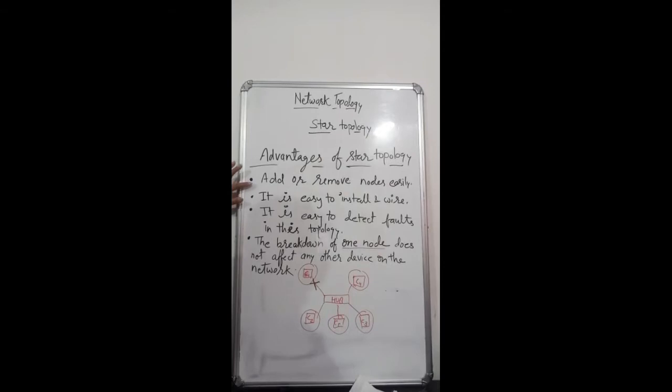So these are the advantages of star topology. Add or remove nodes easily. It is easy to install and wire. It is easy to detect faults in this topology, and the breakdown of one node does not affect any other device on the network. It is easy to understand, easy to set up and expand also. Hub and switch provide light emitting diodes.